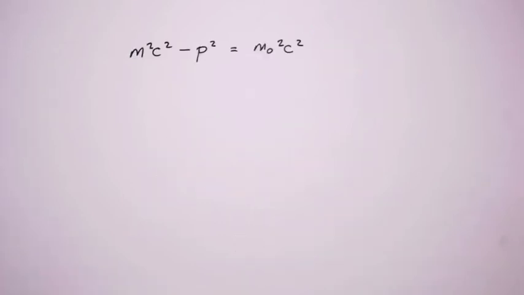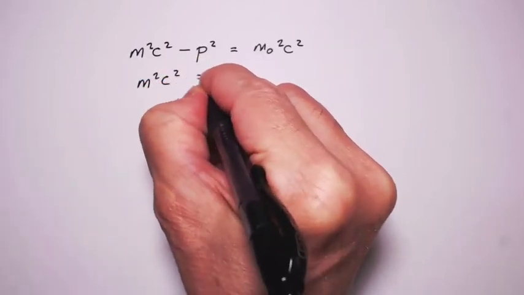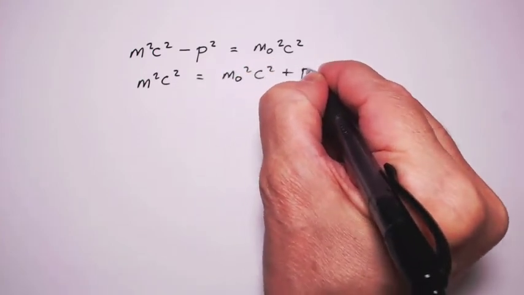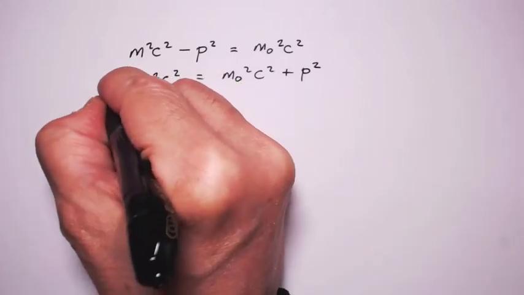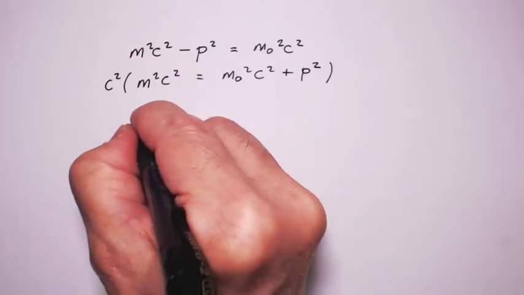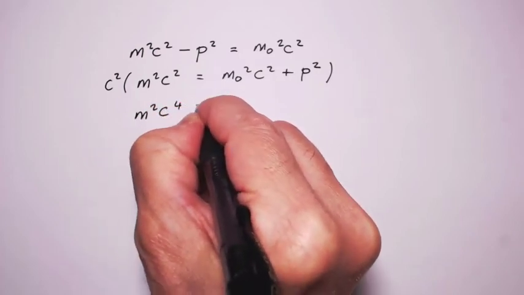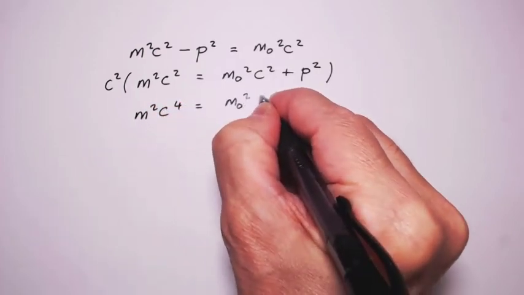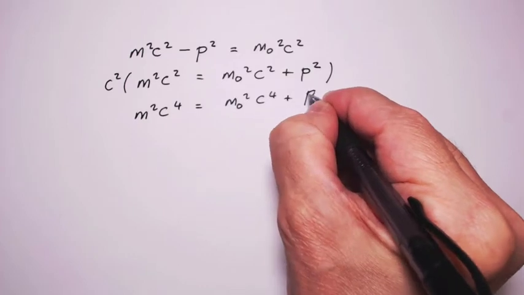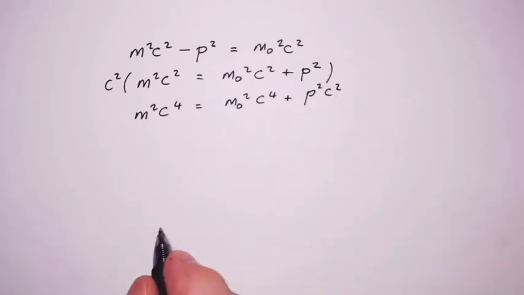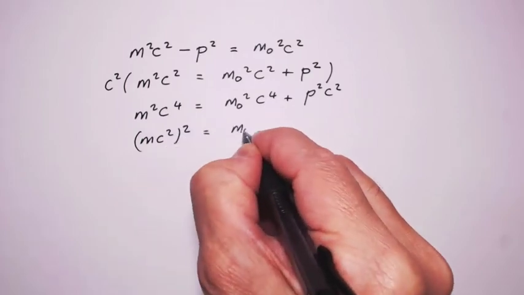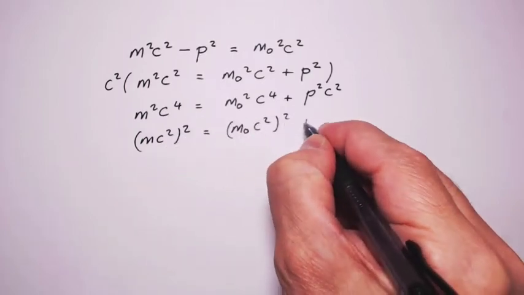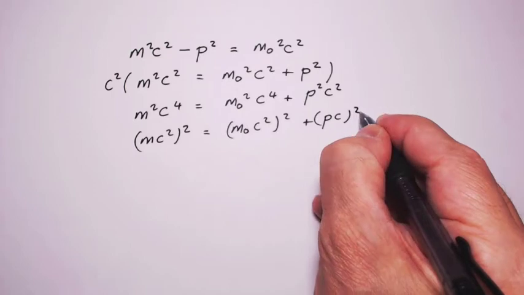This may be rearranged as m^2 c^2 = m0^2 c^2 + p^2, which is the starting point for looking at relativistic energy. Multiply this expression by c^2 to obtain m^2 c^4 = m0^2 c^4 + p^2 c^2, or (mc^2)^2 = (m0 c^2)^2 + (pc)^2.